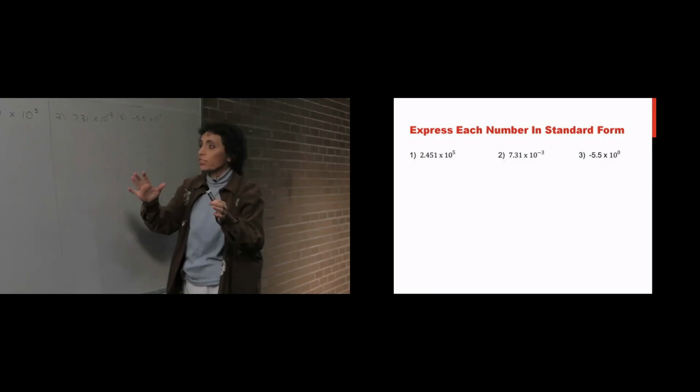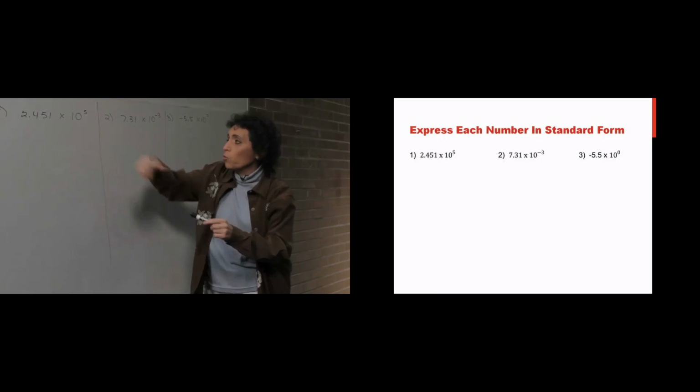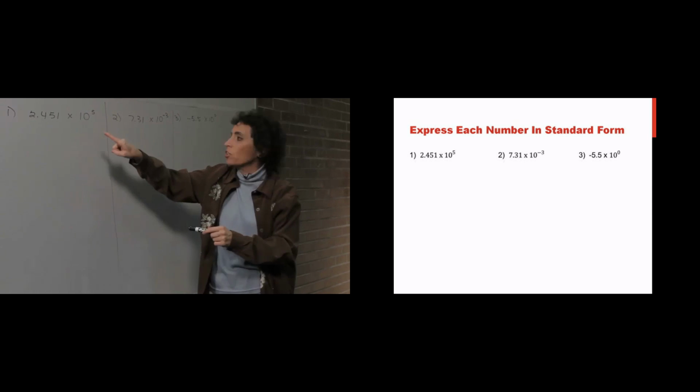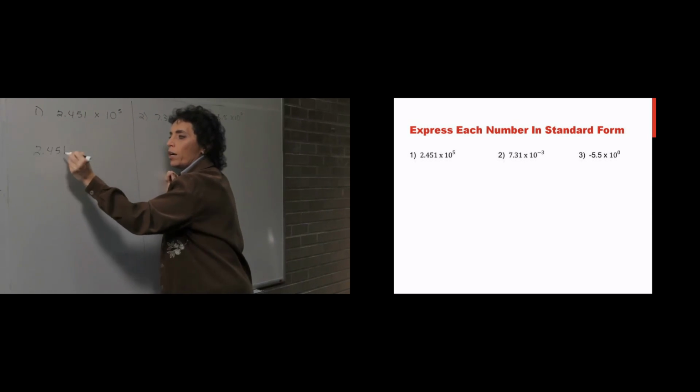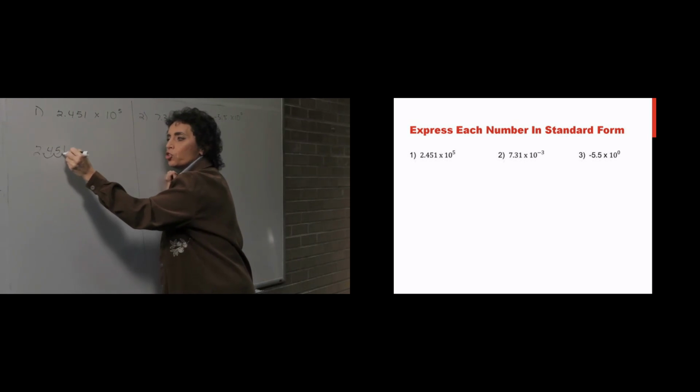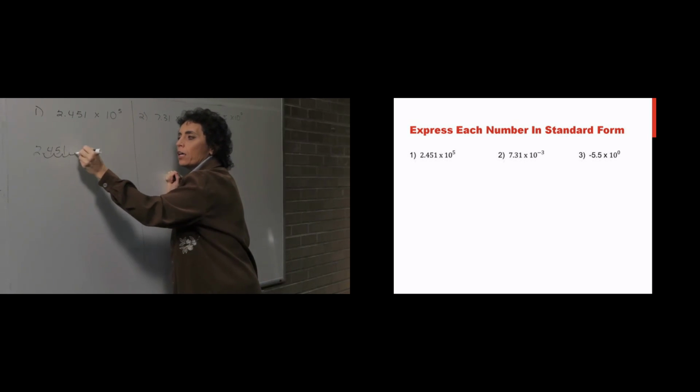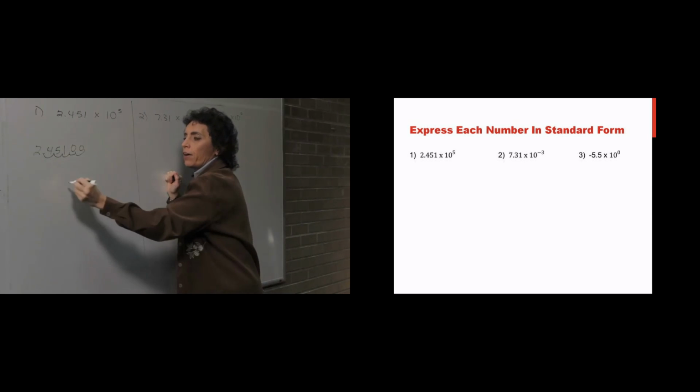All right, here we go. Let's see how you did. Positive exponent, we're going to move the decimal 5 places to the right. So we're going to take 2.451 and we're going to move it once, twice, 3 times. We're going to have to add 2 zeros to make 5 times.